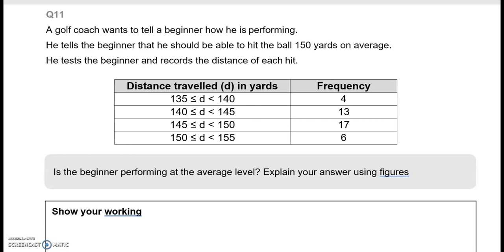So we'll estimate the mean in this case by finding the mid values. Between 135 and 140, we've got 137.5.